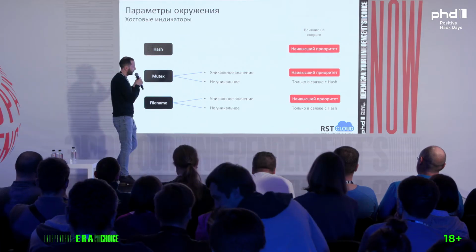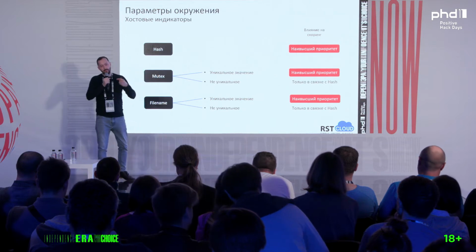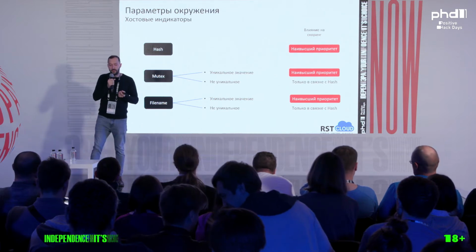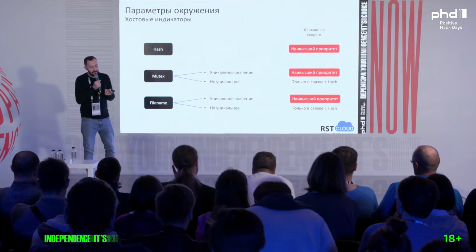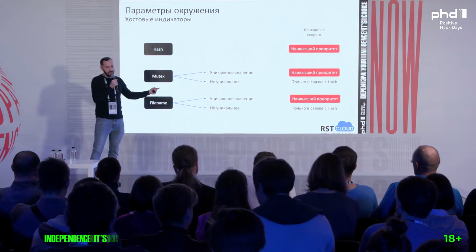Next are mutex and file names. If they're used without association with a particular hash, if all you see is just a file name and you're assuming it's the name of some malicious file, you may want to double check that it's unique, because if it's calc.exe without the hash, it's very easy to confuse it with a good calc.exe file in the system.